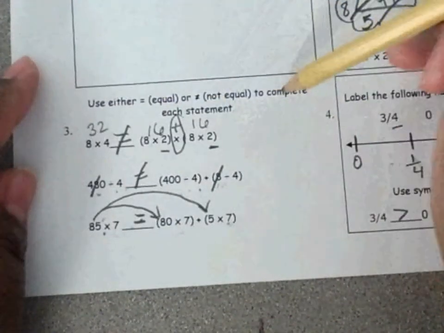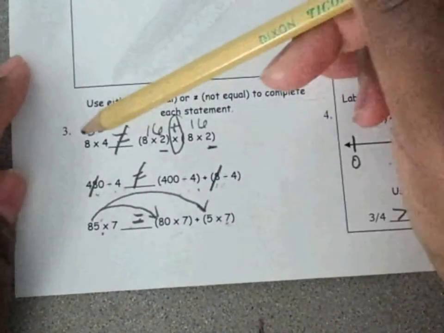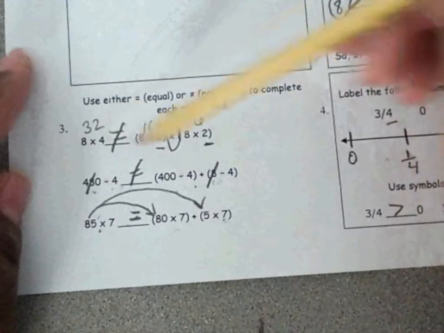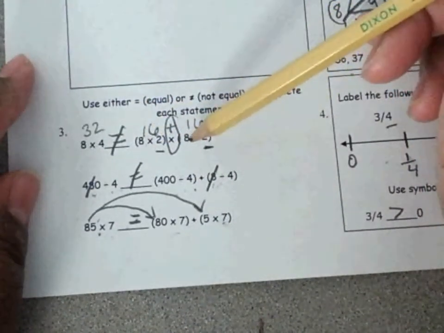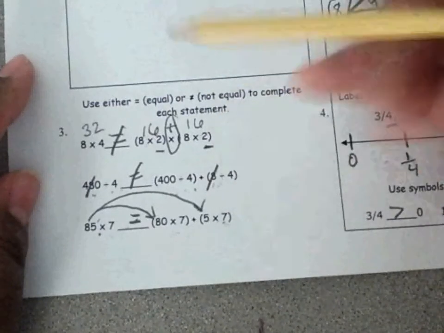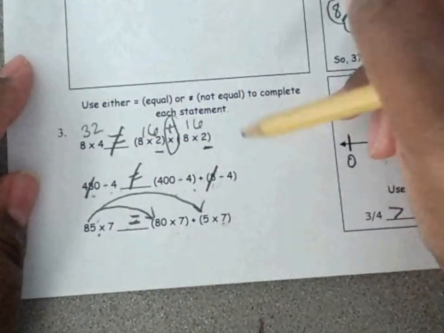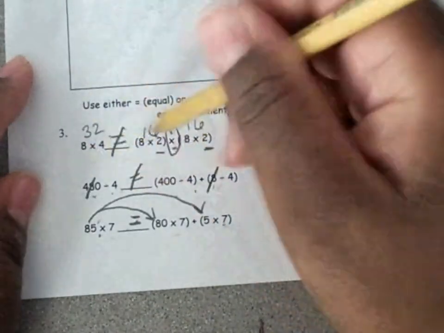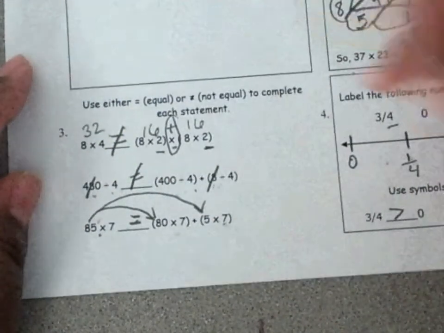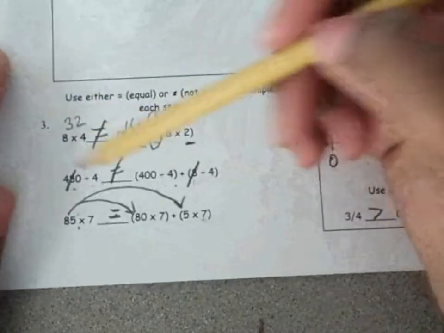Okay, use either equal or does not equal to complete. So 8 times 4 would be 32. So let's look over here. I have 8 times 2, which is 16, and then I have an 8 times 2 over here, which is 16. And if I add those together, then that would give me 32, but this has a multiplication sign. So this does not equal 32. It does not equal the same.